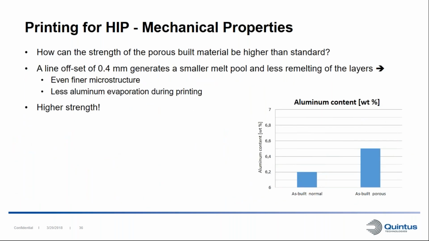And why do we get higher strength when we print with more porous printing parameters? Well, since we have less energy input to the material, we have a smaller melt pool, so we will have less remelting of the layers, and that gives us a finer microstructure, which we know gives us higher strength. We also have less aluminum evaporation during the printing because of this smaller melt pool. We can see those results here. In the as-built normal condition, we have 6.2% aluminum, and in the as-built condition with the porous parameters, we get 6.5 weight percent aluminum. And this also has some contribution to the strength increase.